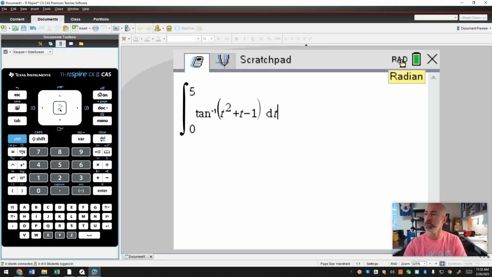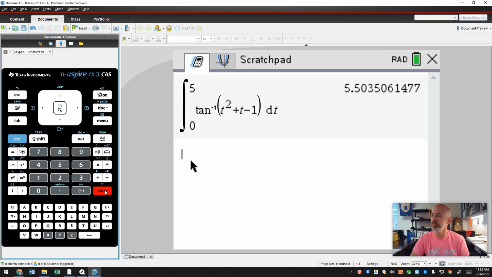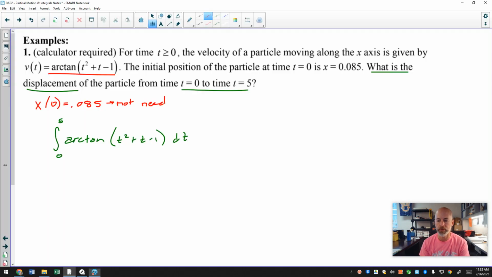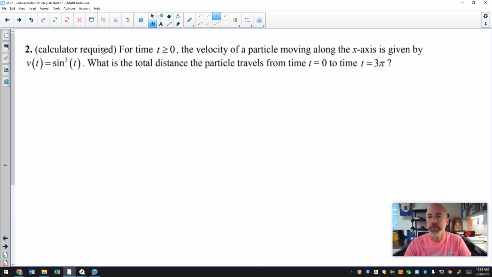And also make sure you're in radian mode, because if you're in degree mode, this one will give you a wrong answer. I'm going to hit Control Enter to force the decimal, and I'm getting 5.5035. That is a positive value. That means that on this interval, we traveled 5.5 units to the right. Let's look at the next one.